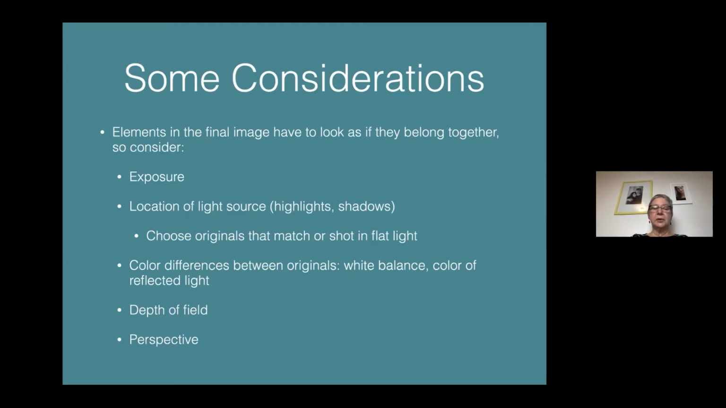Something else to consider are color differences between your bits and the original photos. You want a similar white balance, and you want the color of reflected light to be the same. So, for example, if you've got a red wall and light bouncing off that wall adding a red cast to one side of one of your subjects, either you have to correct for that, or you have to add that to the other subjects in that picture.